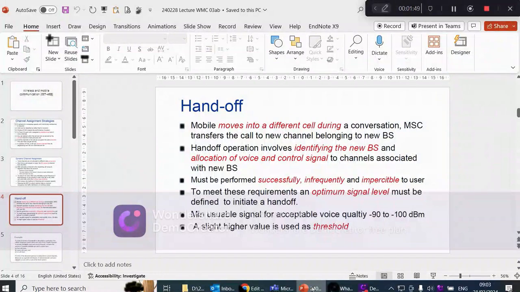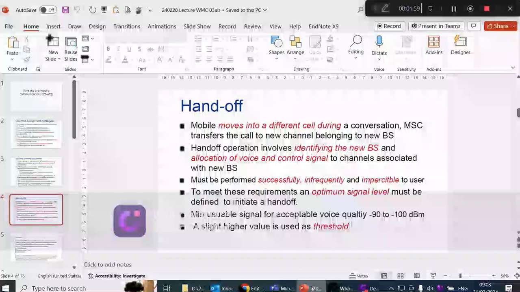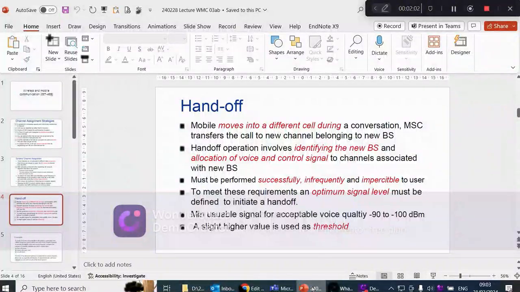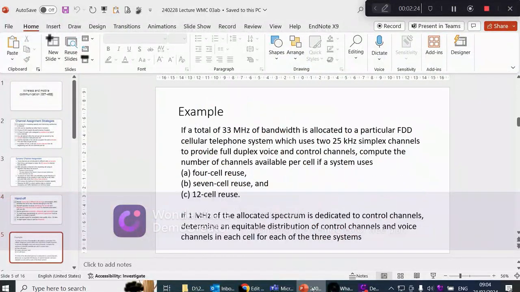You are also now well aware of handoff, that when a mobile station moves from one cell and the call is in progress, how from one BTS the services are shifted to the other BTS, and how those decisions are made. So we have discussed that in the last lecture.